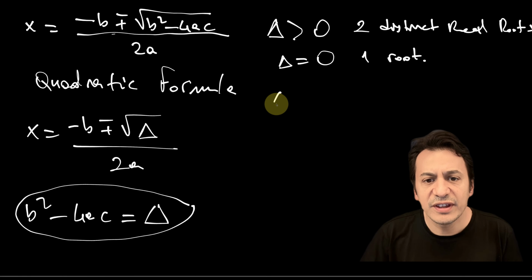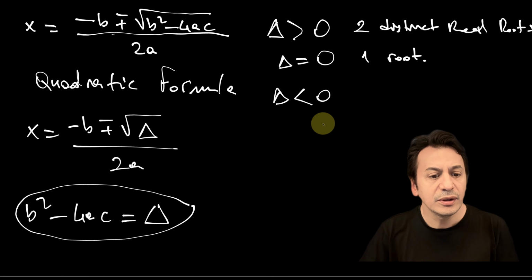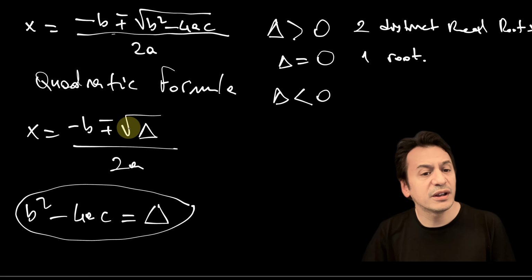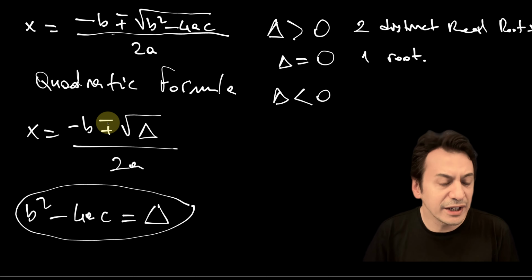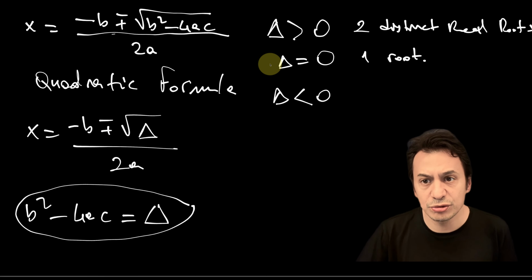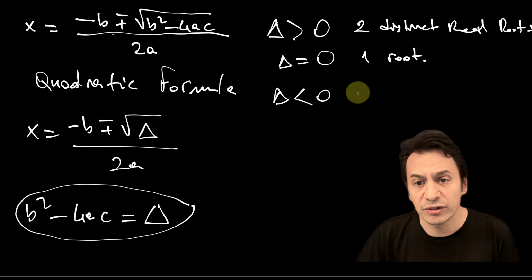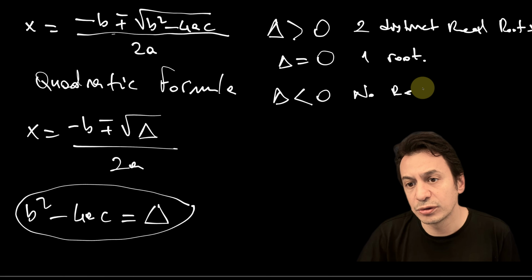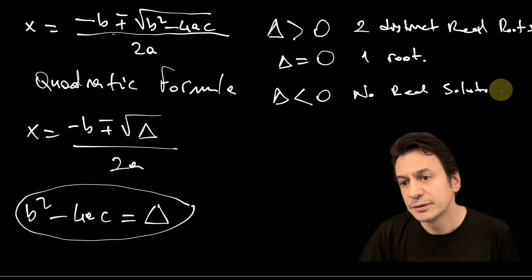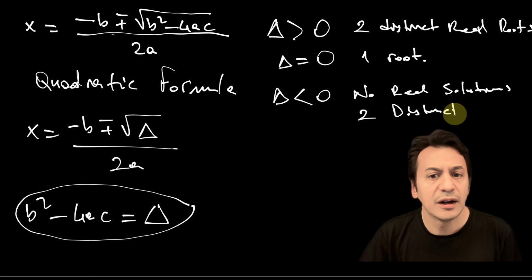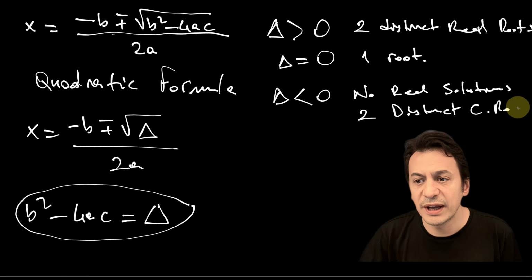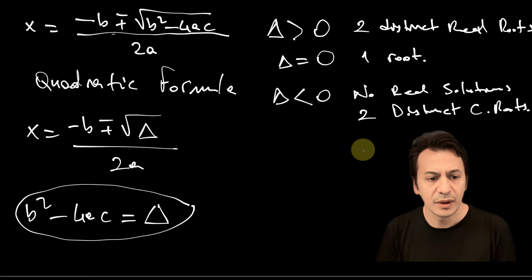And if this delta is less than 0, then this will become a complex number. So since there's a plus and a minus sign, there will be two complex roots, but no real solutions. Well, let's write it down. No real solutions. Two distinct complex roots. That's what I will get. So that's the quadratic formula.